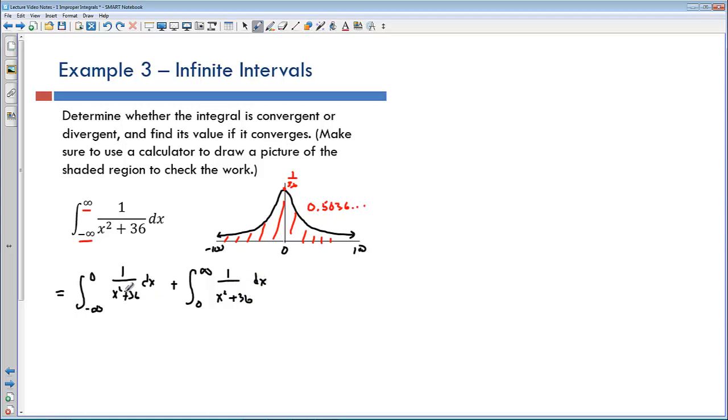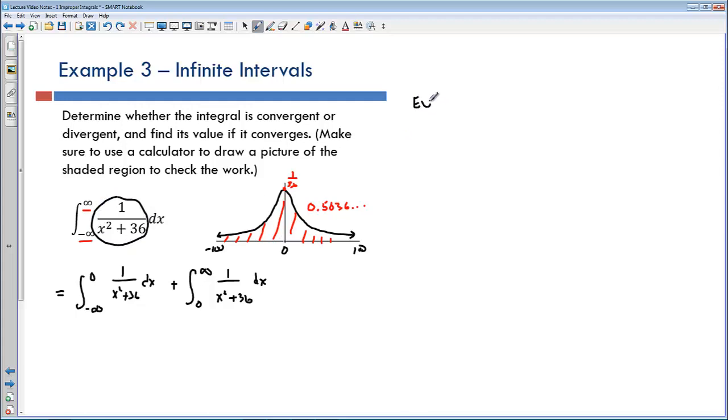So if you do each of these separately, and this one is a number, and this one is a number, then if you add them together, you get another number, and then we can conclude that this integral converges. Now this one's kind of nice. You can use some symmetry here. So notice that this function here is actually even.